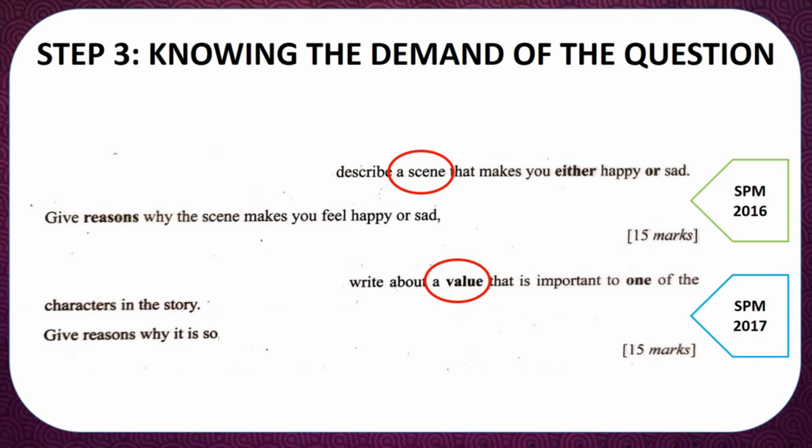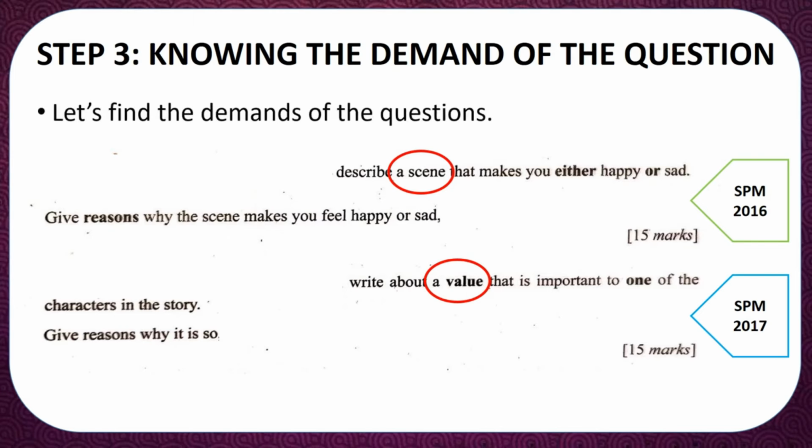These are the questions that we have seen earlier, SPM 2016 and also SPM 2017. The focus of the questions have been circled for you earlier, right? A scene and also a value. So now let's find the demands of the question. So describe a scene, but that is not all of the sentences. So whatever is remain in the sentence, that is the details. Okay, that is the details. And then the next sentence, give reasons why the scene makes you feel happy or sad. You see there, the word reasons and why?